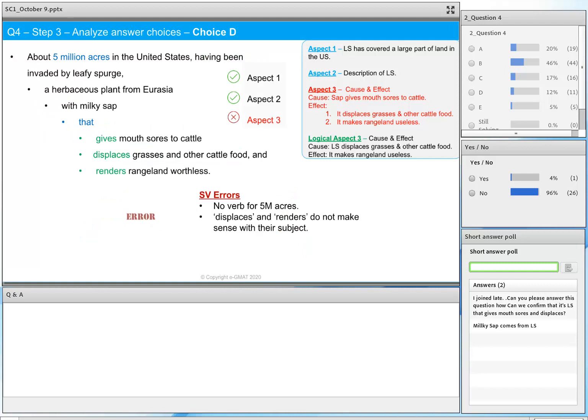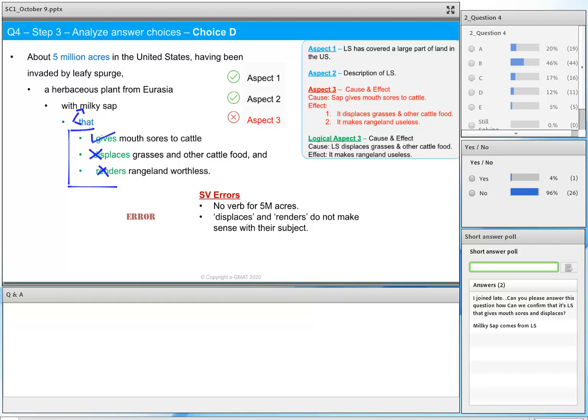Let's take a look at choice D. Very interesting answer choice. How pretty it looks with this kind of modifier, but the meaning is totally off here. This choice is saying that "that" is now talking about milky sap, because see, with milky sap is not enclosed between two commas. So here that is actually connected with milky sap. So the sentence is saying that milky sap gives mouth sores. Yes, that makes sense. Milky sap displaces grasses and other cattle food? Most definitely not. Milky sap renders rangeland worthless? Most definitely not.